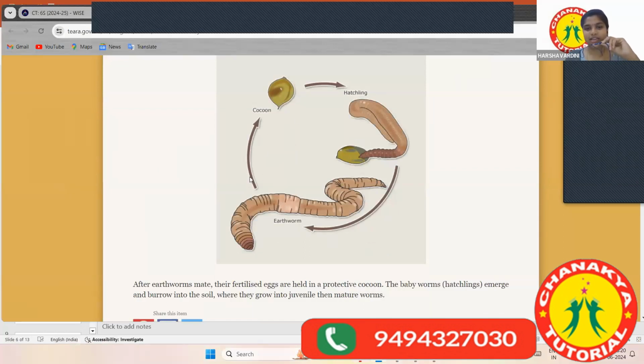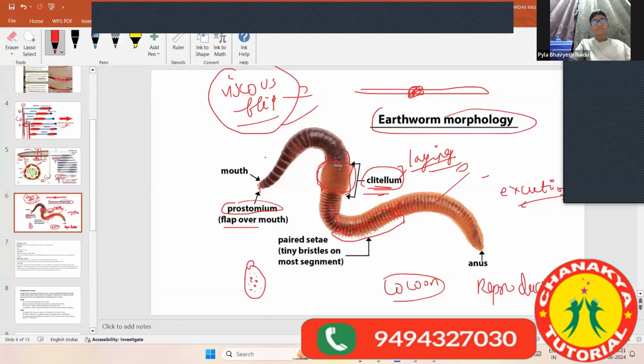Can you see, Bhavesh? The earthworm is there, the cocoon will be there, it will hatch, and from the cocoon the new earthworm is coming out, right? Yes, ma'am. That's all.